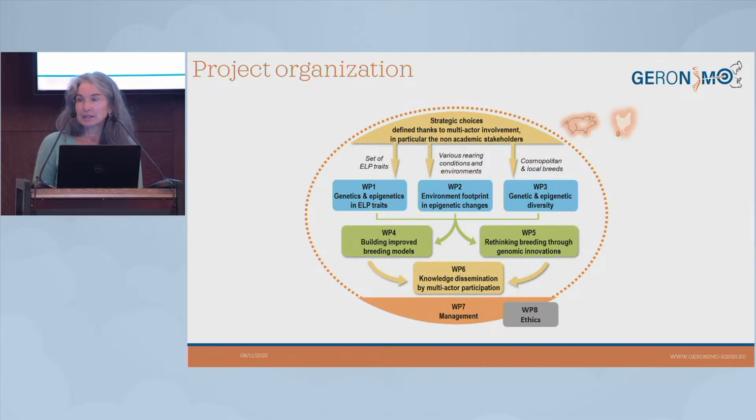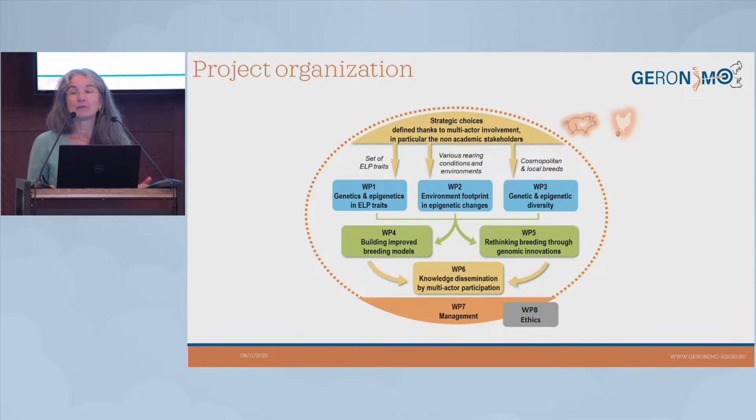So the project is organized around 8 work packages. Work packages 1, 2, and 3, which are in blue, are really, let's say, the data production work packages, where a large set of genetic and epigenetic data, mostly methylation data, will be produced. Work package 1 is really trying to look at the genetic and epigenetic components affecting ELP traits. Work package 2, that Carlos mentioned briefly yesterday, is interested in the environmental impact on epigenetic changes. Work package 3 looks at genetic and epigenetic diversity.